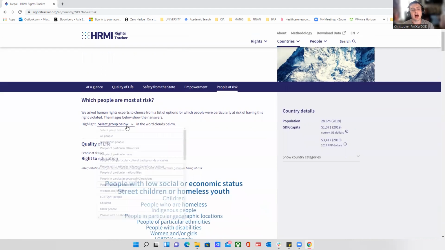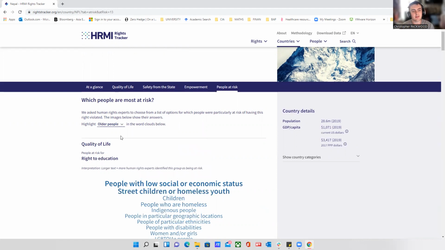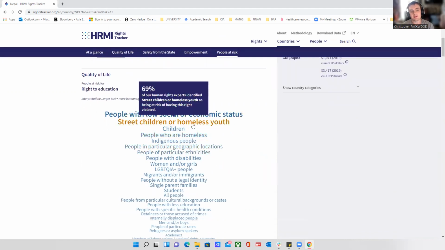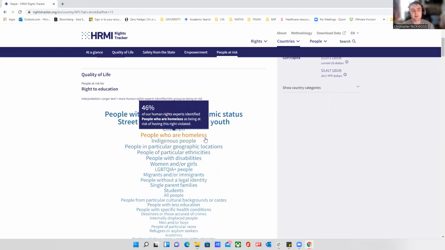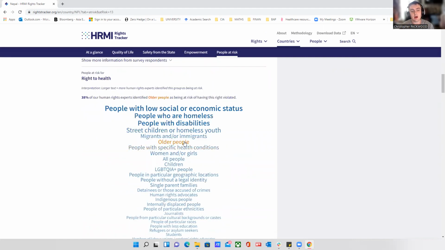So here we can actually highlight for our group, and we're going to highlight older people. Once we've done this, within the word clouds that appear underneath the right, older people, where it appears, will be highlighted. So we're going to go to the right to health. So at the right to health, we can see older people has been highlighted. And from the human rights experts we have surveyed, in particular to the right to health, 38% of them have identified older people as being at risk of having this right violated.